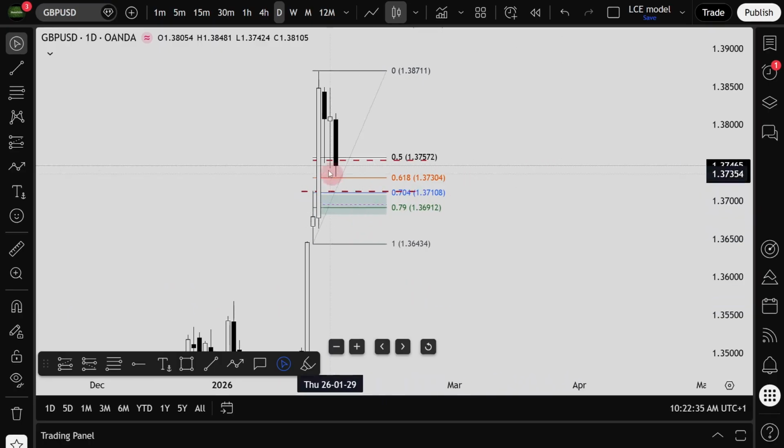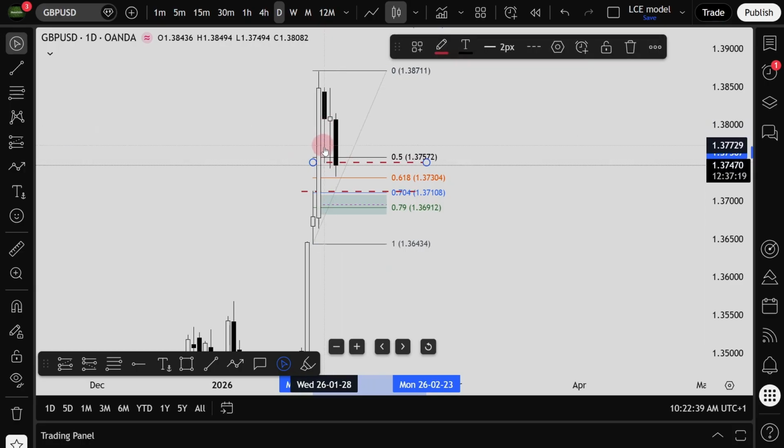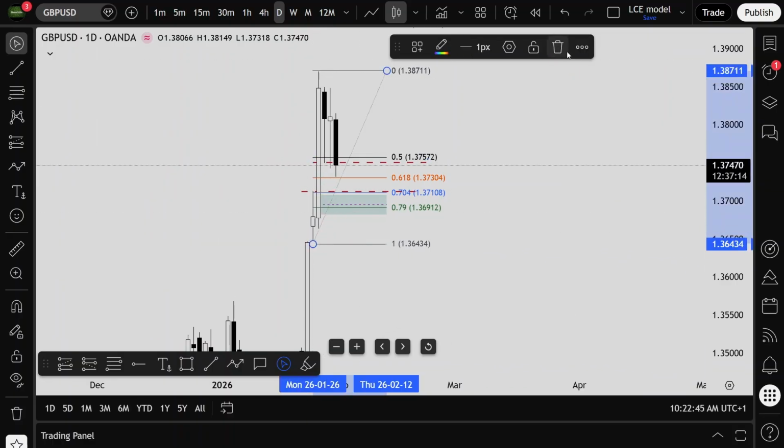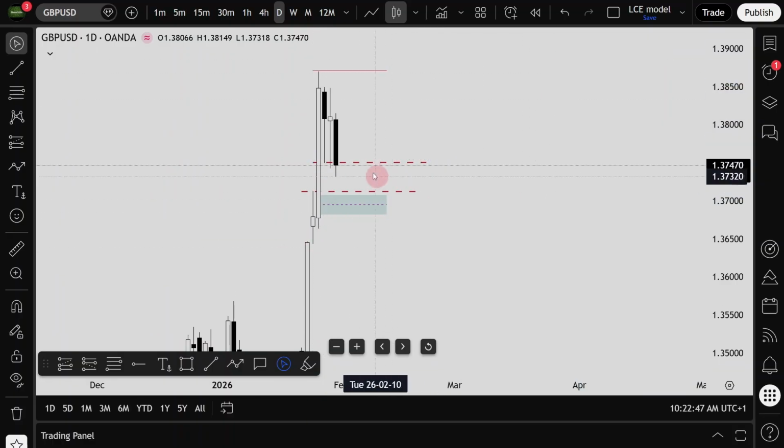So now this is the entry of the fair value gap, which is immediately when price sweeps the last candle, the third candle. The fair value gap has been triggered. Let me take out this Fibonacci. Immediately price sweeps this third candle like this, price drops into it. The fair value gap has been triggered.